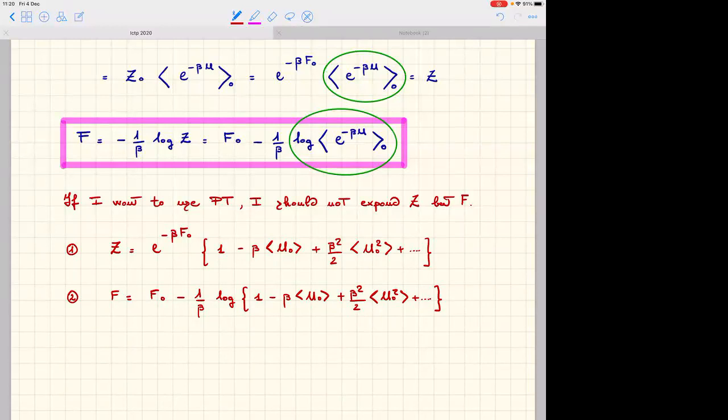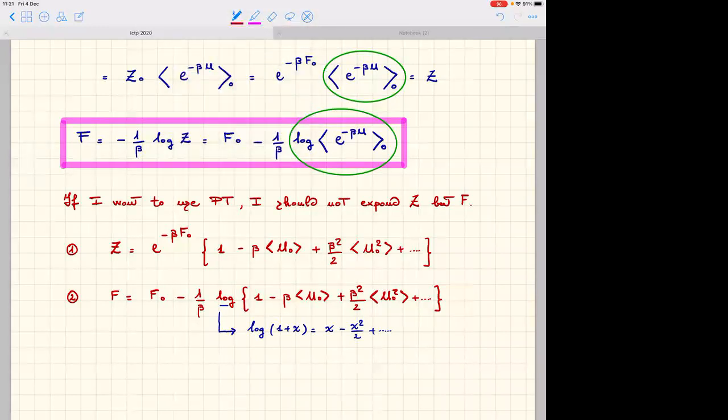Now, what is the problem? You see that when I do it for the free energy, I get log of this. So I have to expand also this logarithm in a power series, if I want to write down a power series. And when I expand the log, I have that log of 1 plus x is equal to x minus x squared divided by 2 plus etc. Right?